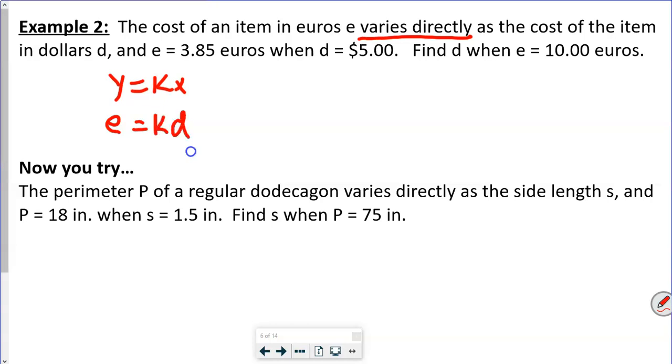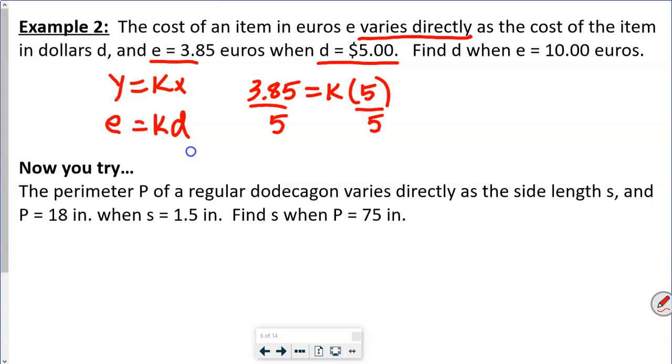So now we're going to put in the values we got here for E and for D, and we're going to be able to write an equation for this. So we're going to say that 3.85 is equal to K times our $5, right? So we're going to divide both sides by that 5. So K is going to be equal to 0.77. Okay, now we can write the equation of direct variation for euros and dollars. So that's going to be E equals 0.77 D, right?